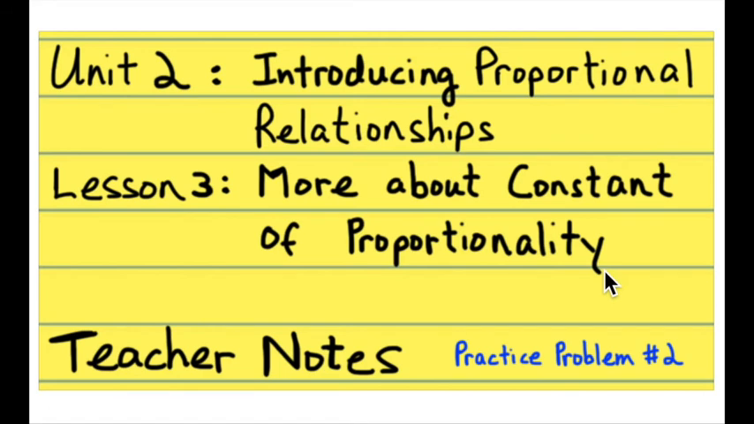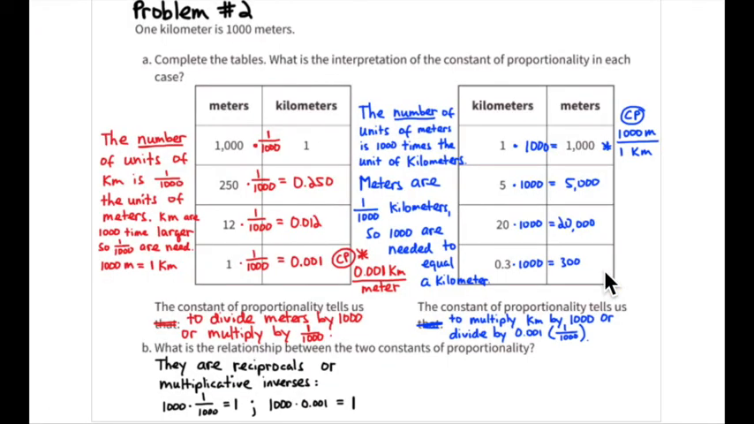This is practice problem number 2. And in this practice problem, it's more on constant proportionality and more on this idea of comparing meters to kilometers. So this idea that meters are small compared to kilometers. So to figure out an equal number of kilometers, you need a whole bunch of meters. Or to figure out the equal number of meters, you need a fraction of kilometers. So meters are small, so you need a bunch of them. Kilometers are big, so you don't need as many.